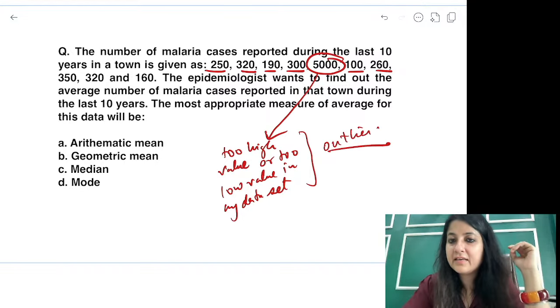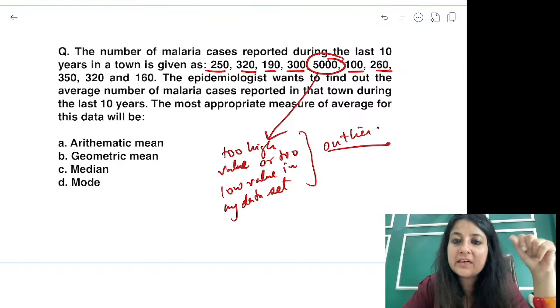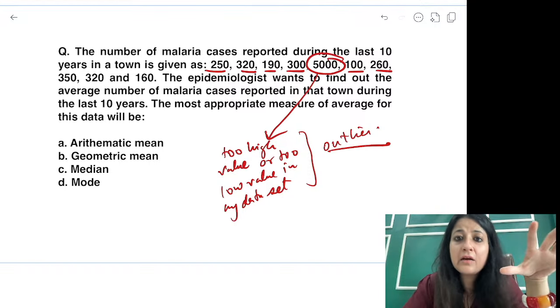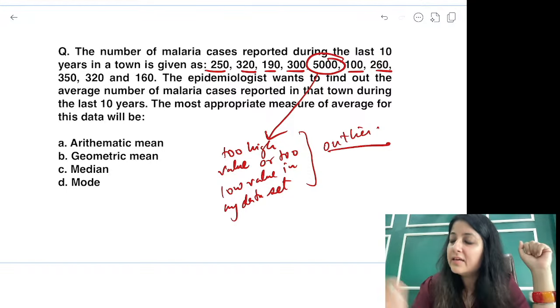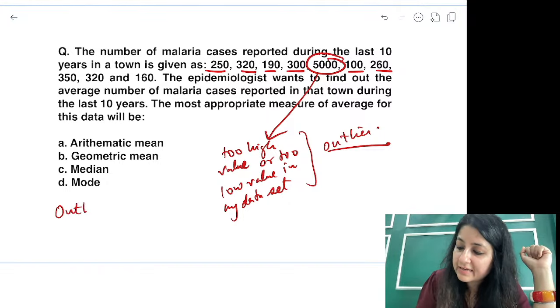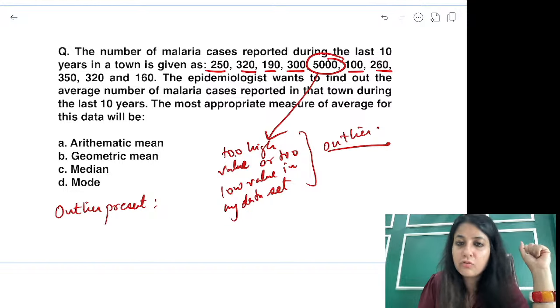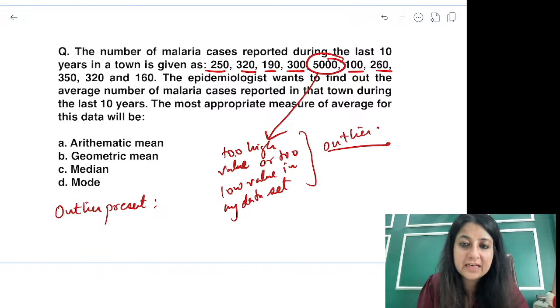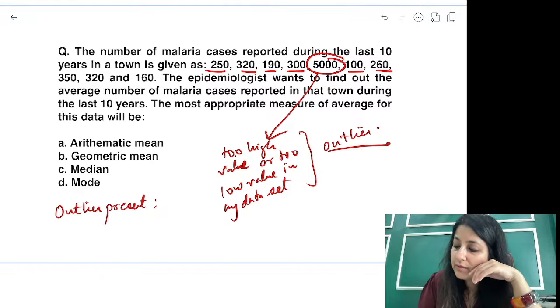Like all of you are medical students. If an engineering student comes and sits in the class, he's an outlier. He doesn't belong to this class. So whenever you have an outlier present, how will you make out? You will look at too high or too low values. Otherwise, you have statistical tests for it. Whenever you have an outlier present, your data set is not normal.